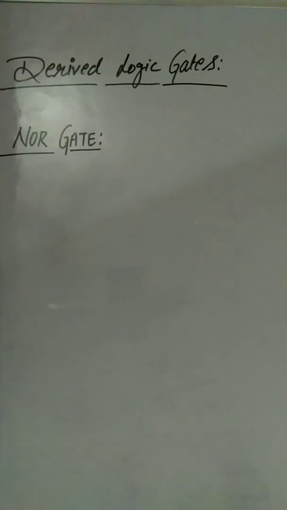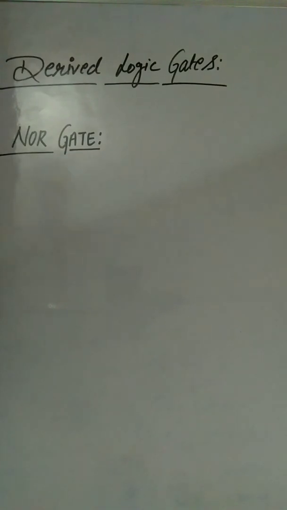Welcome children. Today we will discuss the derived logic gates. There are some gates which are available with a combination of two or more fundamental gates. Fundamental means basic gates. Such gates are referred to as derived logic gates. These gates also use two or more input signals but produce a single output based upon certain logical operations. Okay, so first gate is NOR gate.